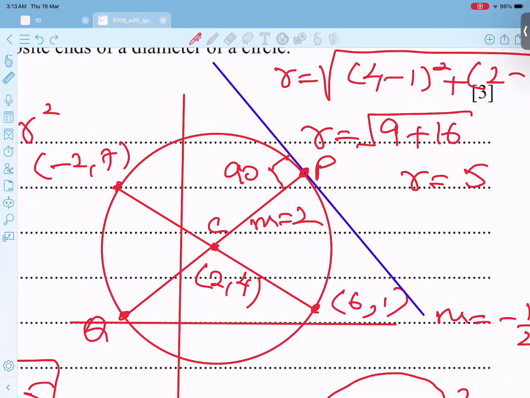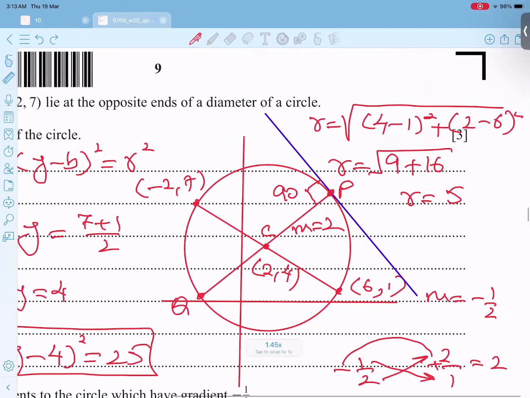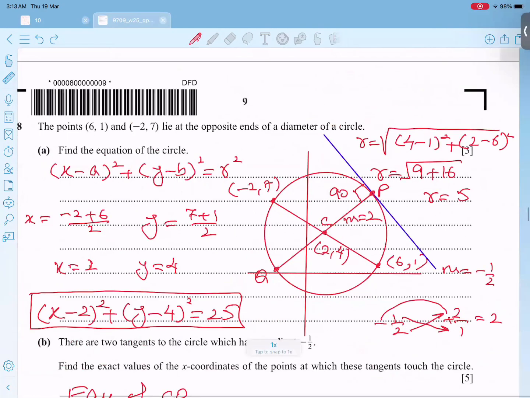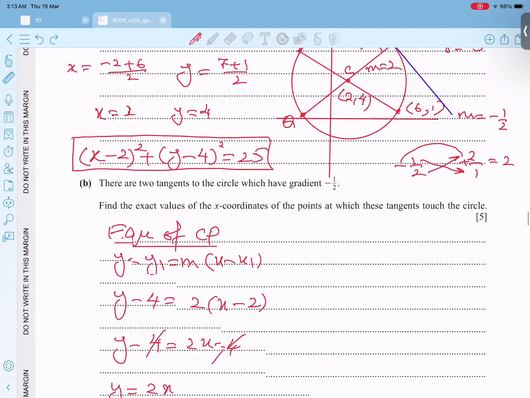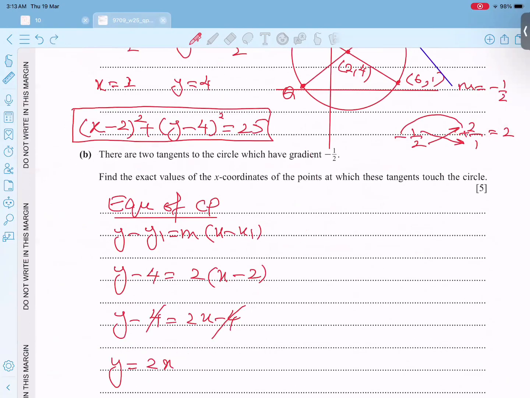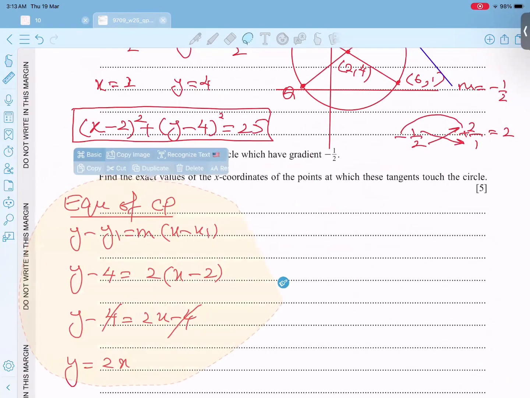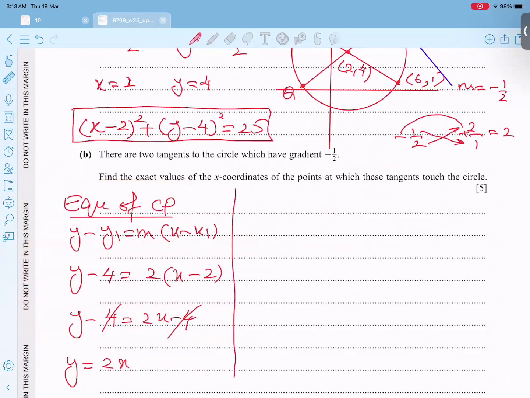So it means if I solve simultaneously this line with the equation of the circle, I will get the points of intersection. So get ready. Now I'm solving it here. This y value I'm going to plug in here. So I'm getting x minus 2 whole squared when I plug in 2x here. So I can say 2x minus 4 whole squared equals 25.